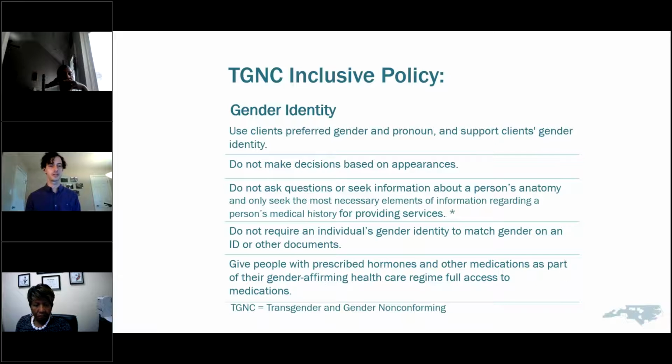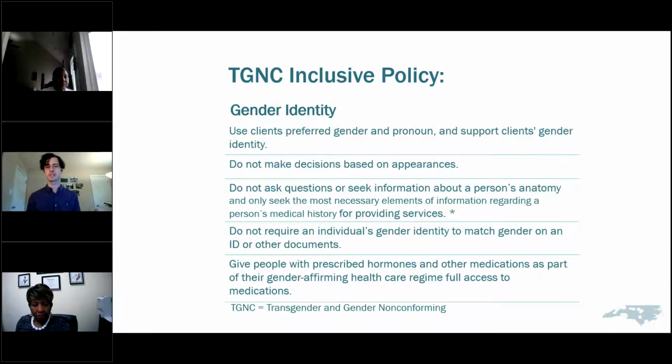So on your screen here is a bit of a list of how some of this looks in the policy. Again, you do not make decisions based on appearances, and you use preferred gender and pronouns. This third one has a star here because that represents a minor change in the policy from 2020 to 2021. It says, do not ask or seek information about a person's anatomy, and only seek the most necessary elements of information regarding a person's medical history for providing services. This was changed just to clarify that there's never an instance where you should need to ask about a person's anatomy.